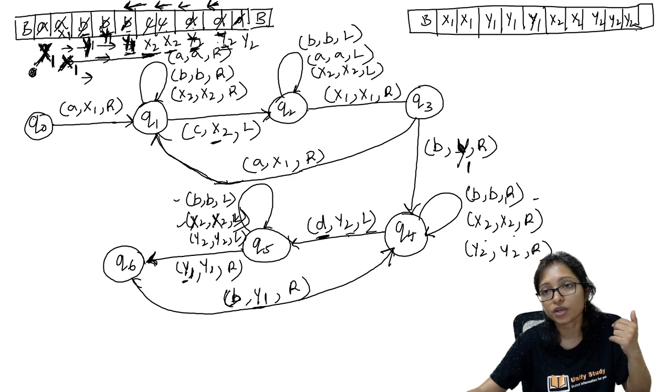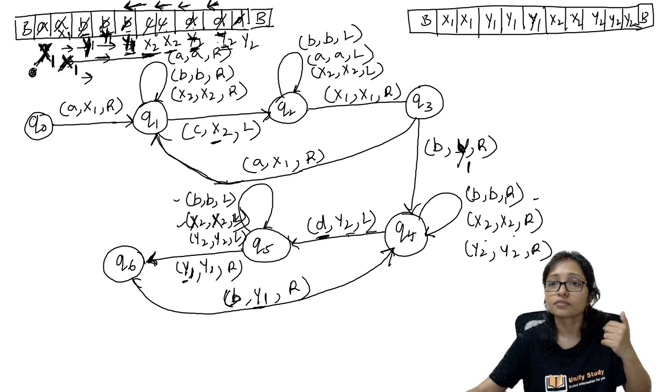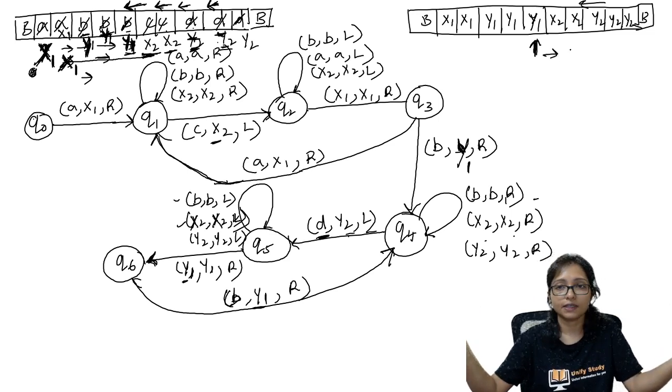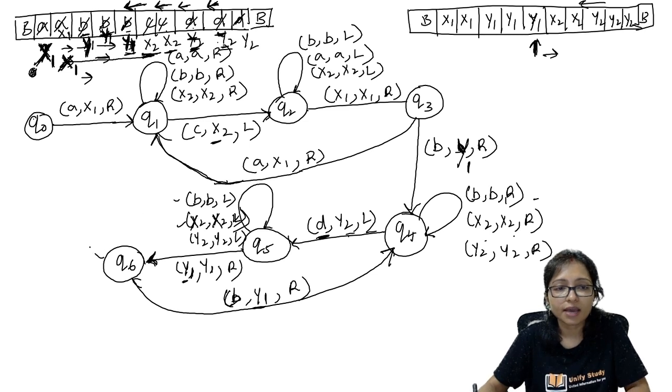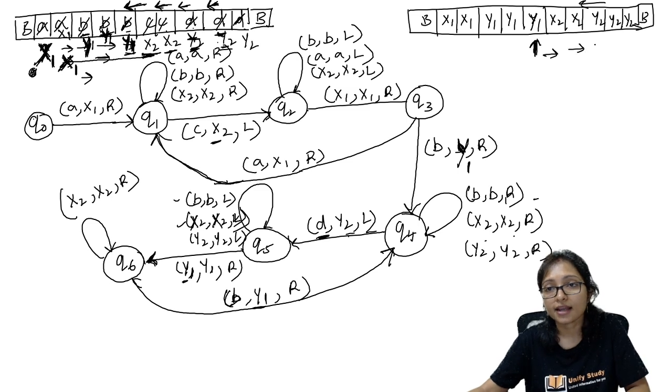Your tape is looking like this now, right? And while moving, you are able to reach the last y1. This was your checkpoint. After that, you are moving in this direction, you are not getting any b, you are getting x2 here. So what to do whenever I am getting more x2? Then x2 will be x2 only and move to the right direction. I will get another x2.